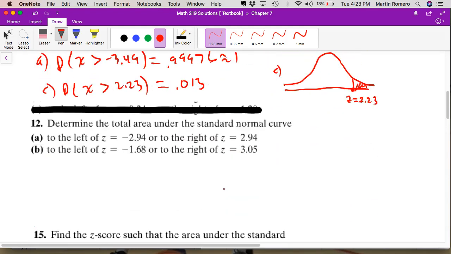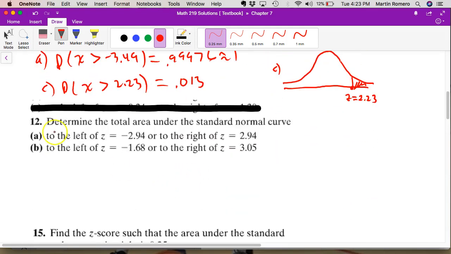B and D, you would do the same, but I didn't assign those. 12, A and C. Determine the total area under the curve to the left of negative 2.9 or to the right of 2.49.